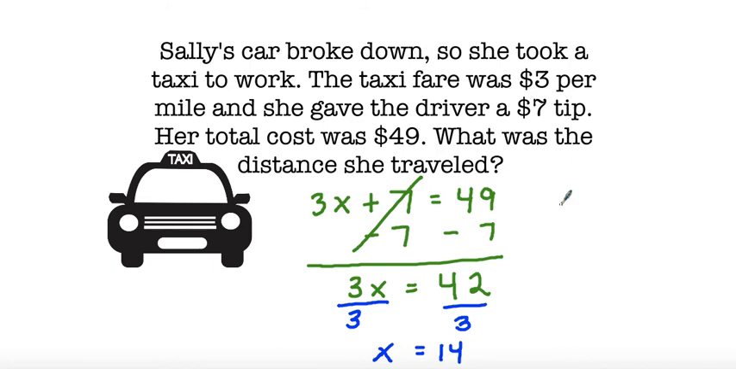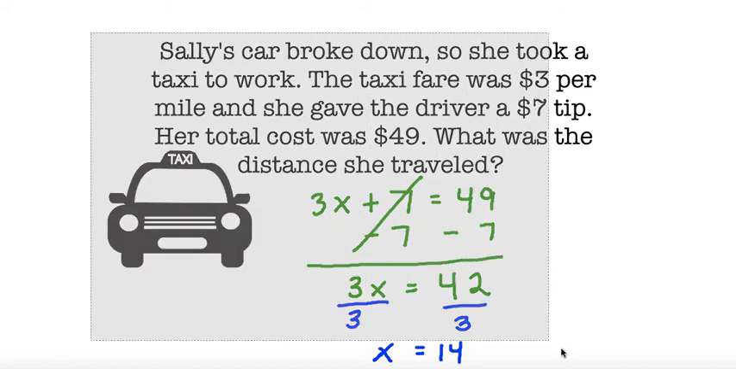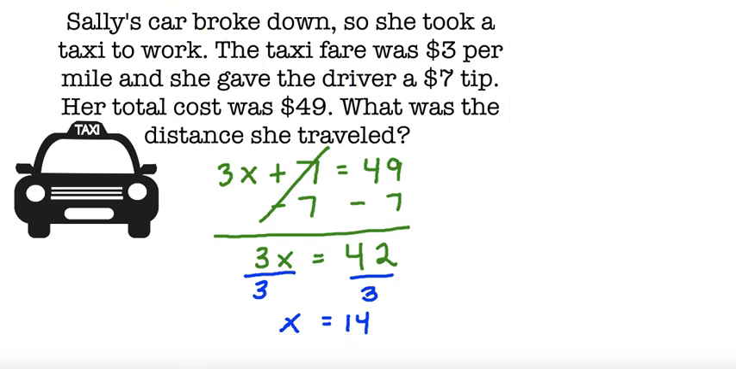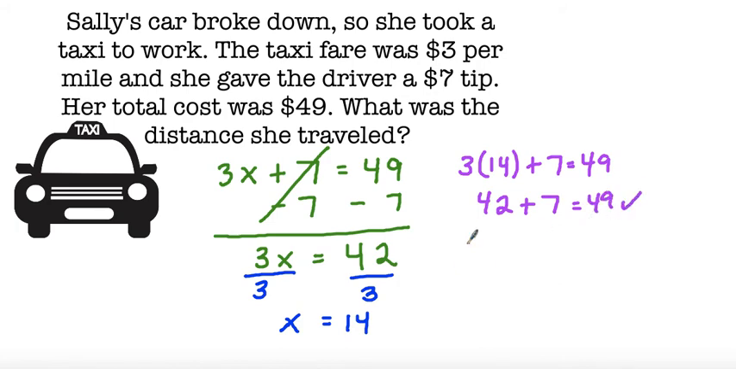If we want to go back and check our work, we're going to do 3 times 14. So we're going to substitute for x. So 3 times 14 plus 7 is equal to 49. So let's see if that's true. 3 times 14 is 42. Plus 7 is equal to 49. So that's true. So she traveled 14 miles to get to work.